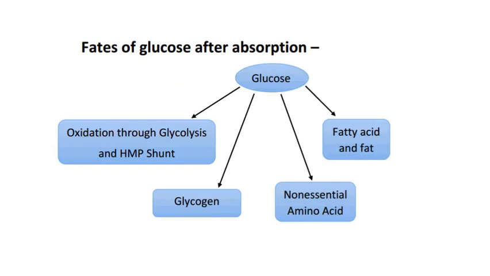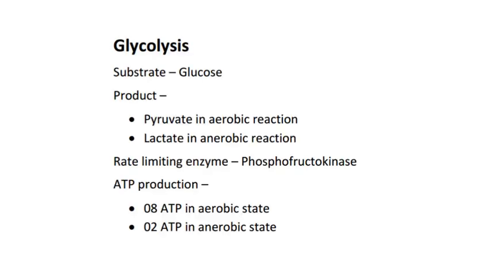After absorption of glucose, it maintains the glucose pool, which is the total amount of glucose present in ECF. This glucose is oxidized through glycolysis and a little portion is oxidized through HMP shunt. Some portion of glucose is turned into glycogen, some portion into non-essential amino acids, and some portion into fatty acid and fat. Now we're gonna have a look at glycolysis.